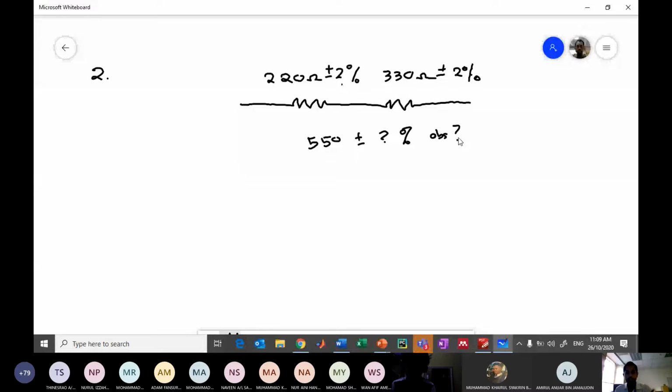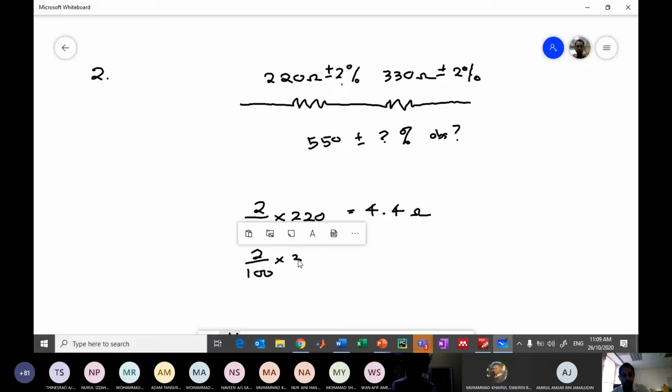So the answer is straightforward. First, we calculate the absolute value for each of the resistors. So for resistor 1, we have 2 divided by 100 times 220. So we get the answer 4.4. And for the second resistor, we have 2% times 330. So we have 6.6. So we add them, we get the answer as 11 ohms.